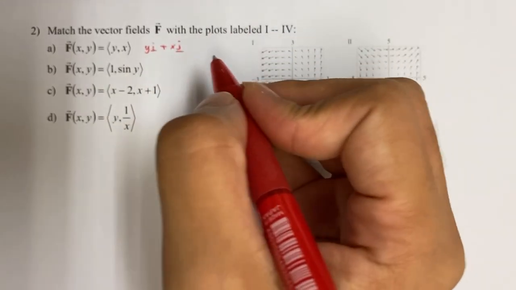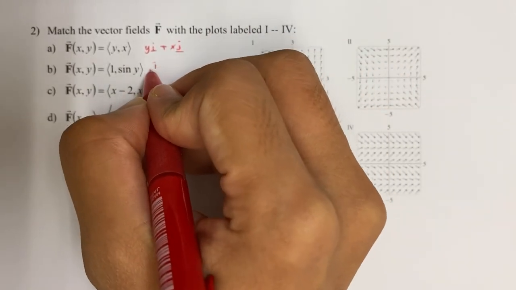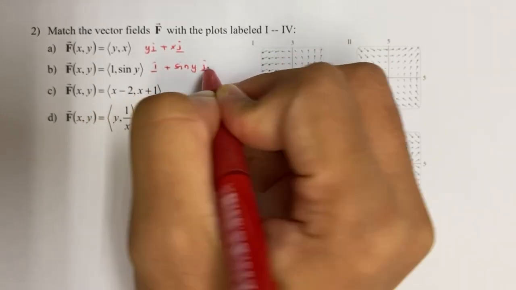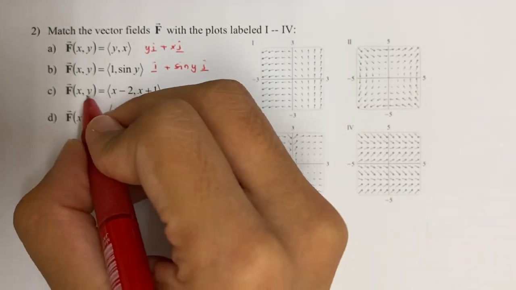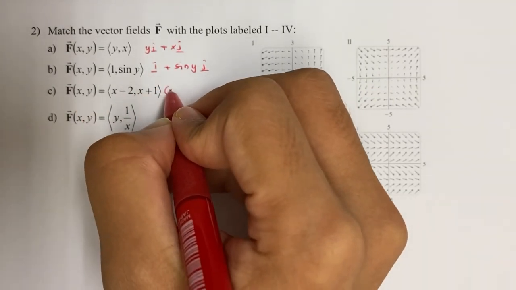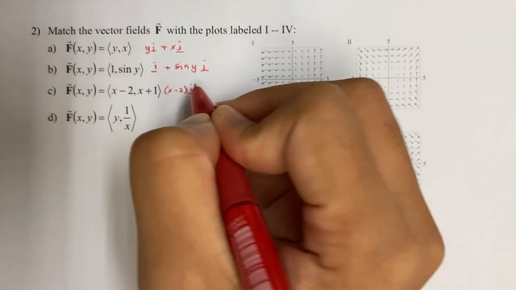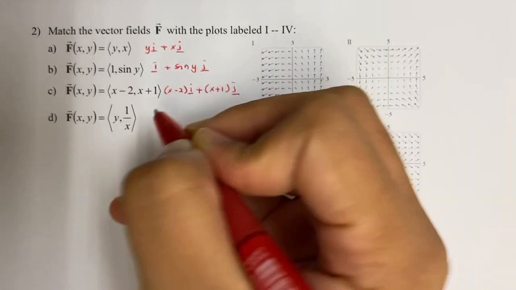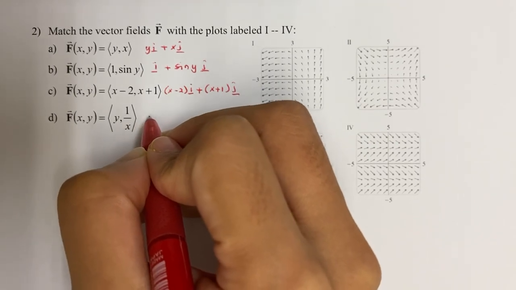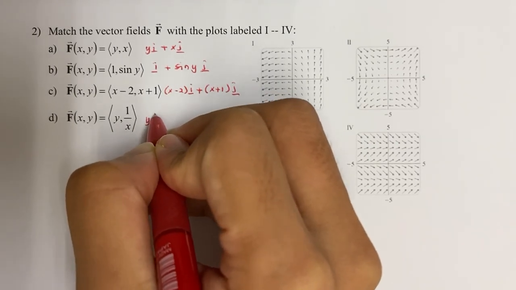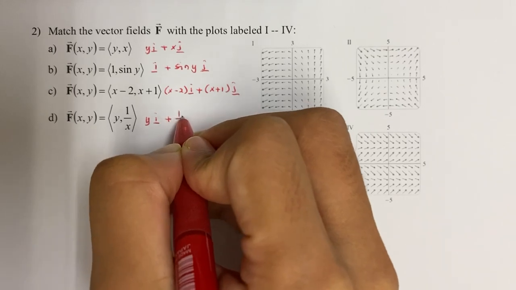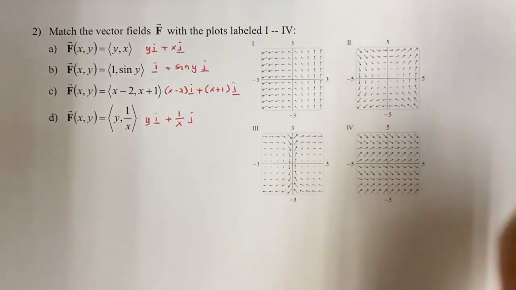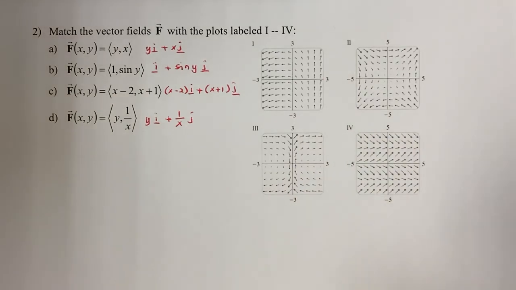For B, you have f(x,y) equal to i plus sin y j. For C, you have (x minus 2)i plus (x plus 1)j. And for D, your f is equal to y i plus 1 over x j. Try to do this. Okay, the last step is, check your answer.